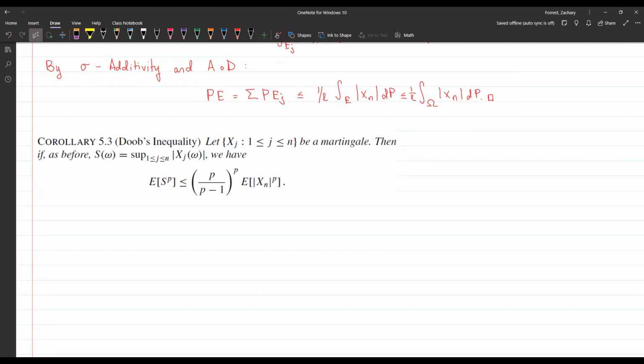Okay. We also have a corollary 5.3. I'm not going to prove it because it's a little bit more involved. It would take more time, and it involves some tools that, frankly, I have not come across, and I don't expect the vast majority of you have come across either.